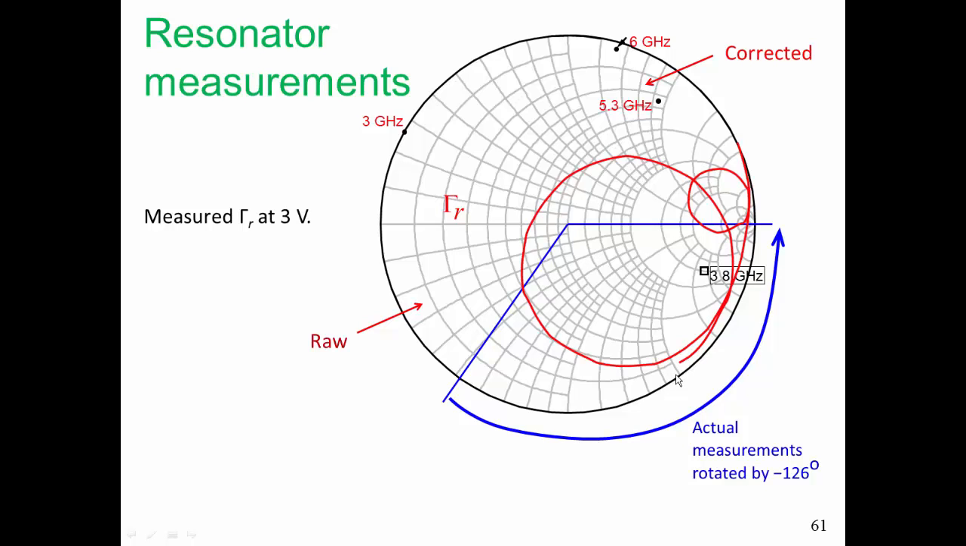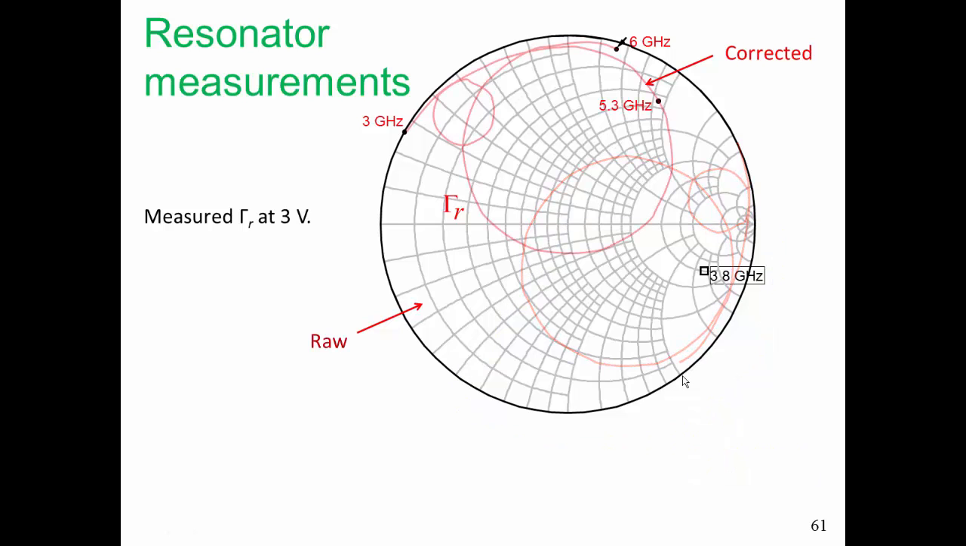So our actual measurements need to be rotated by minus 126 degrees because the transmission line length of the SMA connector took our actual gamma D and rotated it by 126 degrees. So we need to take our raw measurements and rotate them counterclockwise. And so here are our corrected measurements. Of course, this correction will not be perfect, but it is a lot better than not doing the correction at all. In fact, not doing the correction would completely throw our intuition off.